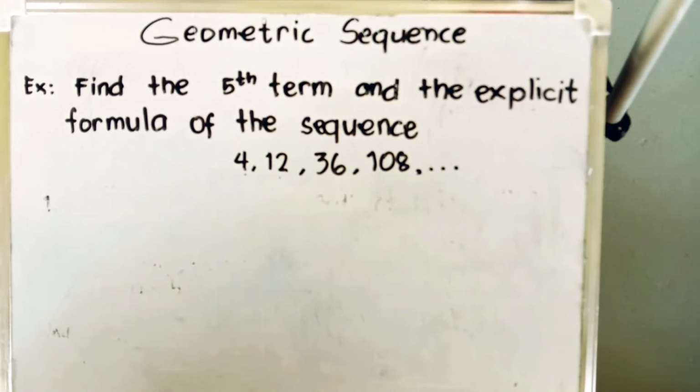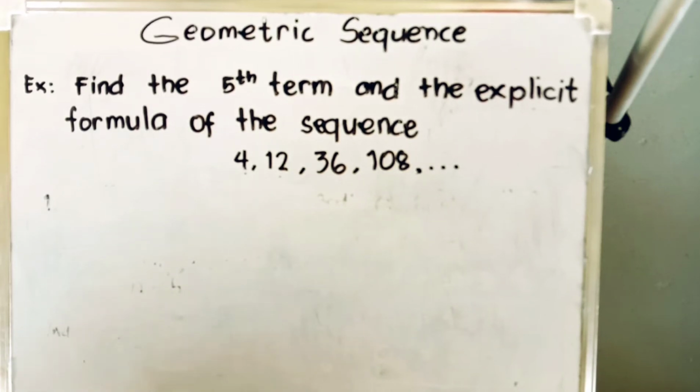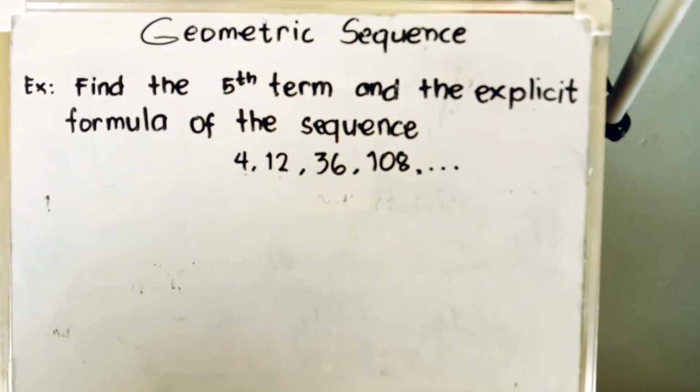What is a geometric sequence? It is a sequence in which the next term is obtained by multiplying the preceding term by a fixed number called the common ratio. So let's consider this given problem of geometric sequence. Find the fifth term and the explicit formula of the sequence 4, 12, 36, 108, and so on.